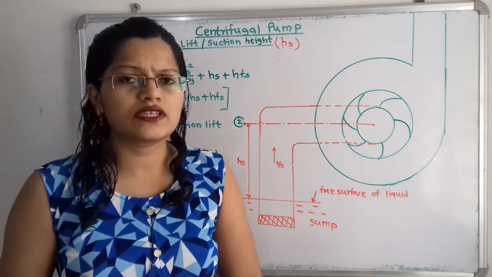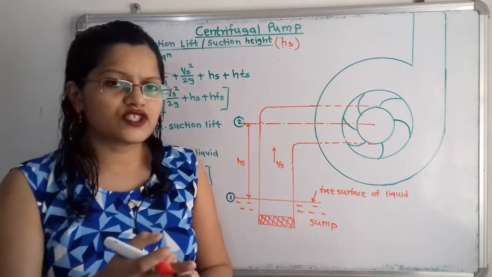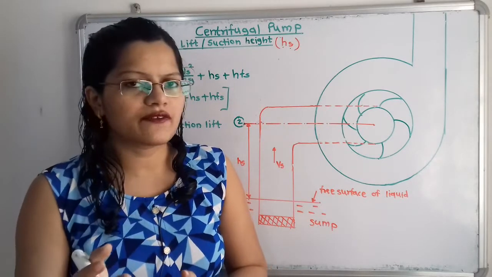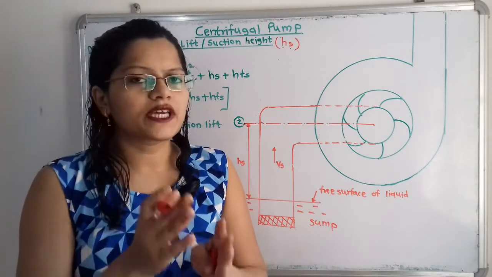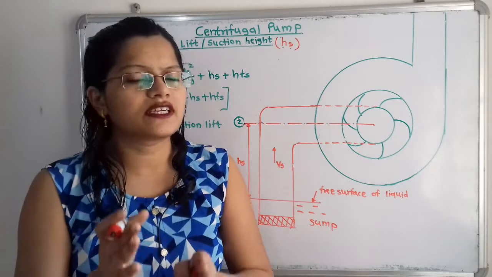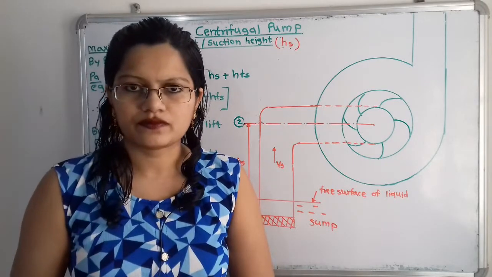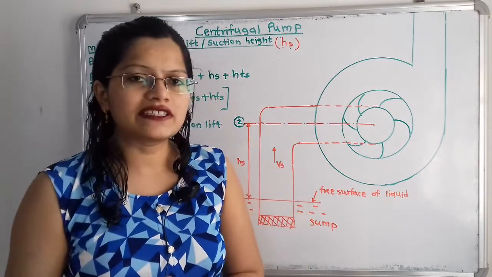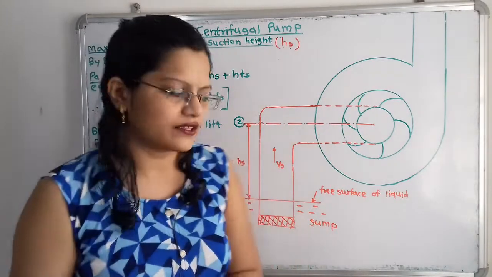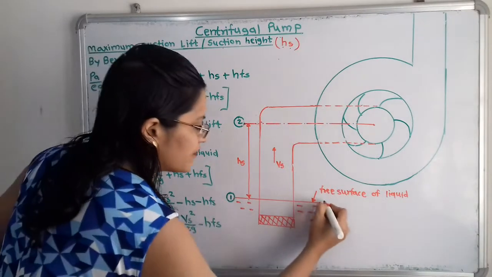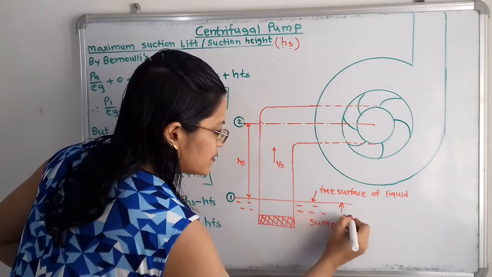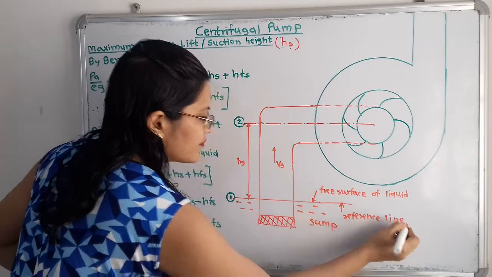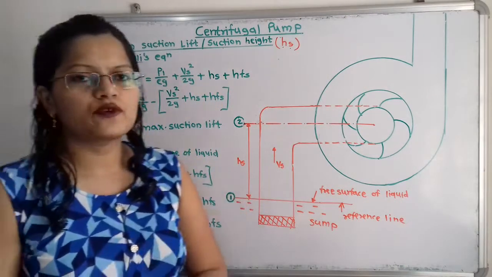So what is Bernoulli's equation? At section 1, pressure head plus kinetic head plus datum head is equal to, at section 2, pressure head plus kinetic head plus datum head plus losses. Now to calculate the datum head, we have to consider one line as a reference line. So we will consider this free surface of liquid as the reference line, and it is also called the datum line. Now we will put in the values.